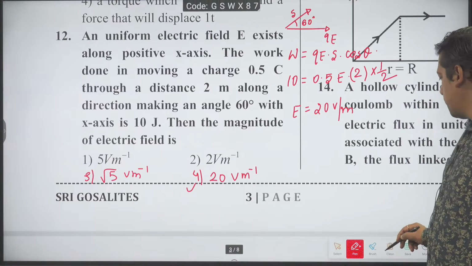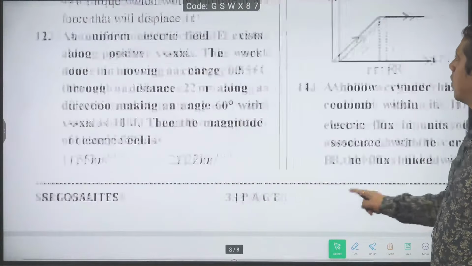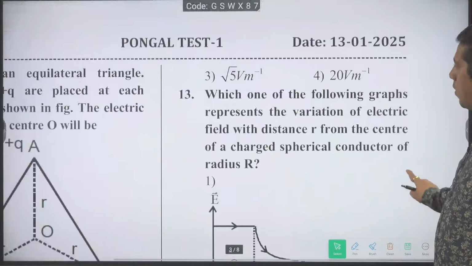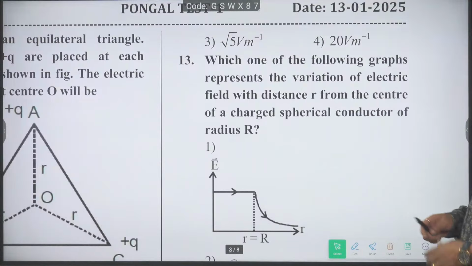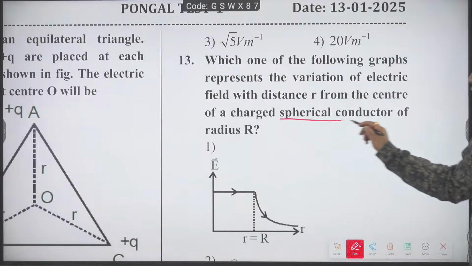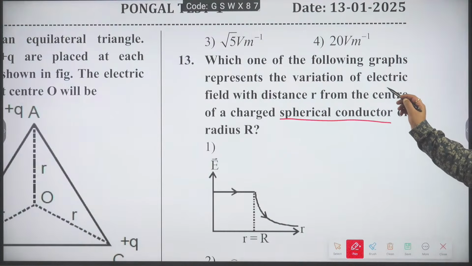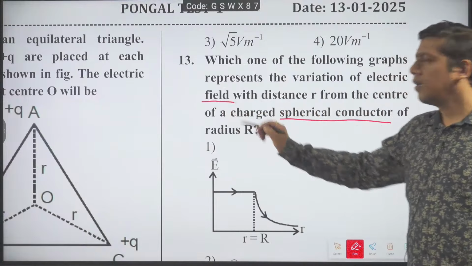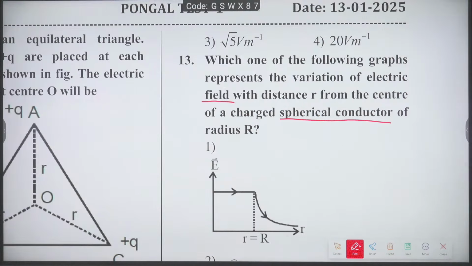Next question. Which of the following graphs represents the variation of electric field from the center of a charged spherical conductor, and field or potential? Electric field due to a spherical conductor.